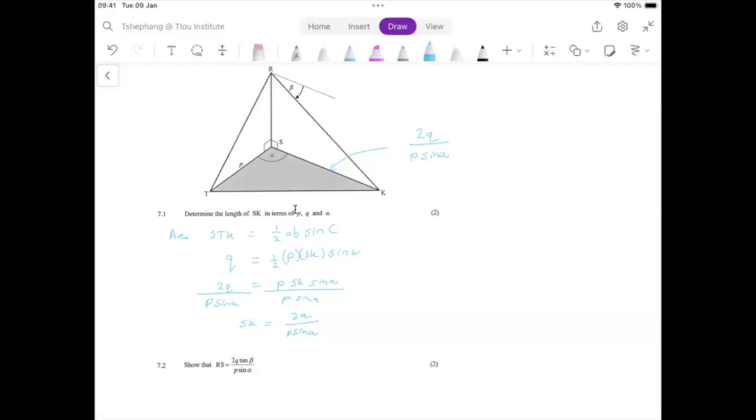What is this angle here going to be? The angle is going to be beta because of alternate angles. Okay? Yes, sir.